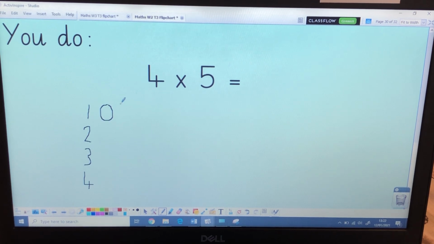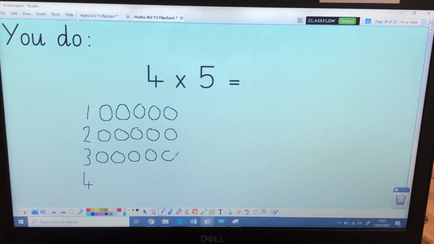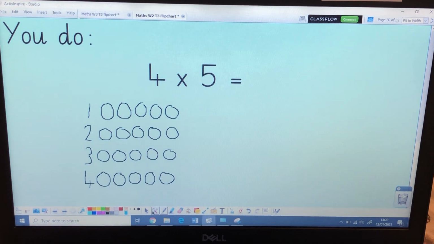Ready? 1, 2, 3, 4, 5. 1, 2, 3, 4, 5. 1, 2, 3, 4, 5. 1, 2, 3, 4, and 5. There we go, there's my array.